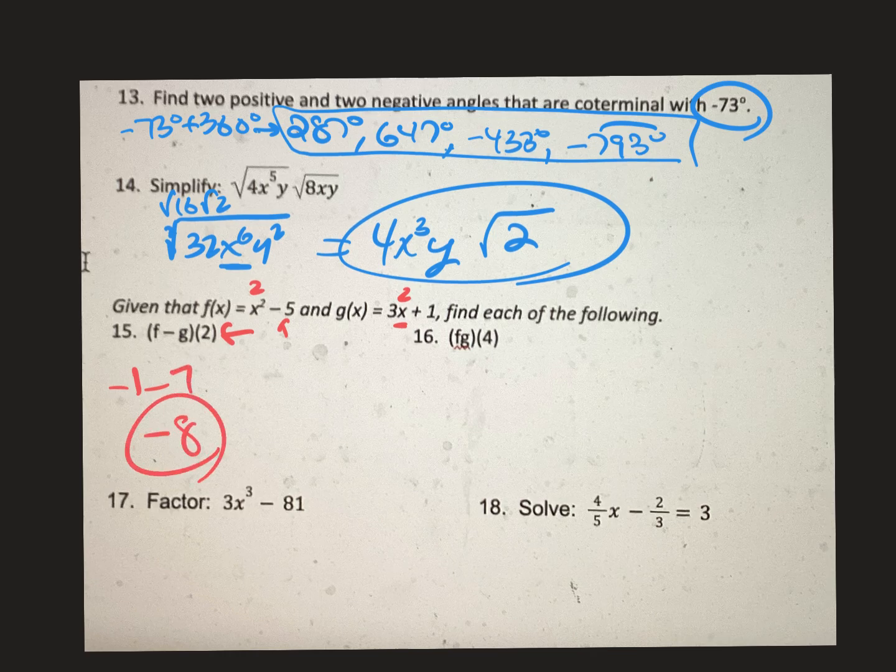Okay, number 16, same thing. So now I'm plugging in 4. If I plug 4 into f, 4 squared is 16. 16 minus 5 is 11. I'm going to do times g, so I'm going to plug 4 into g. 3 times 4 is 12. 12 plus 1 is 13. So I'm going to do 11 times 13. I'm trying to do that in my head real quick. 11 times 12 is 132. So one more 11 up. I'm pretty sure that's going to be 143. Might need to double check me. I don't have my calculator with me.